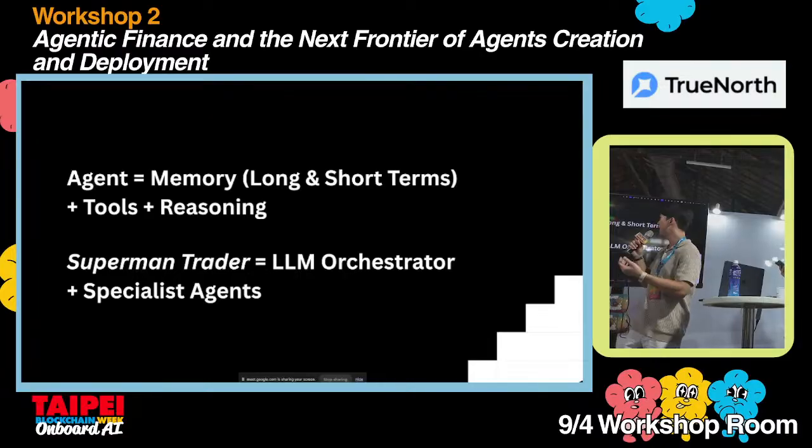So what we have done here is to go from the evolution of trading model to LLM as the next step. So agent now is defined as memory. We have long-term memory and short-term memory, tool calling as well as reasoning. And what we think a superhuman trader is, is LLM orchestrator plus specialist agents.